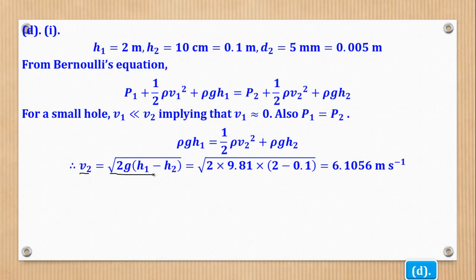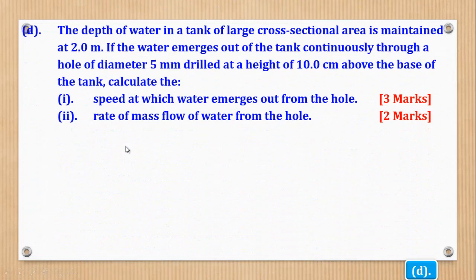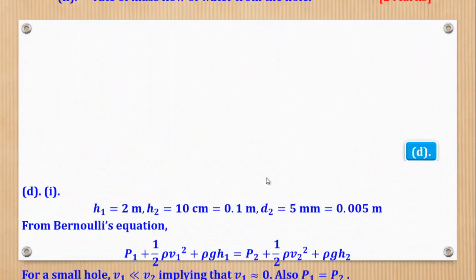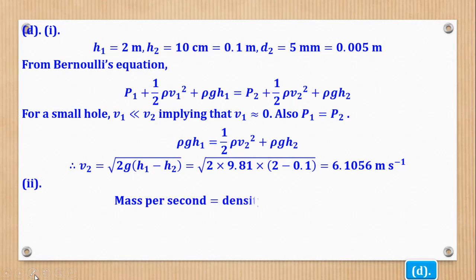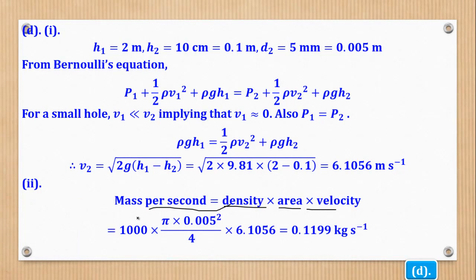Therefore, V2 is given by this expression, so substitute for G, for H1, for H2. You'll come up with this as the velocity. Then Roman 2, the rate of mass flow of water from the hole. So mass per second is density times area times velocity. So density is that, area is that, pi d squared over 4, and velocity is that, to give you this as the mass flow rate.